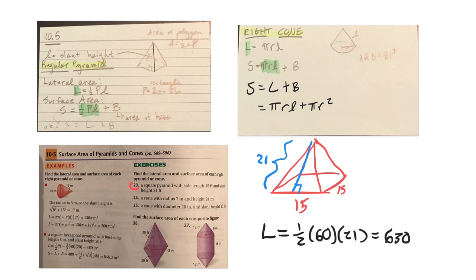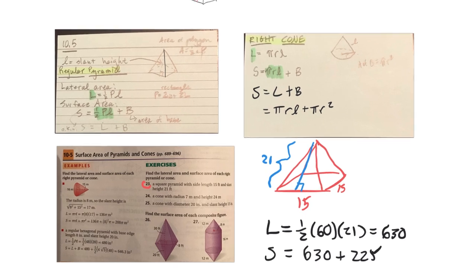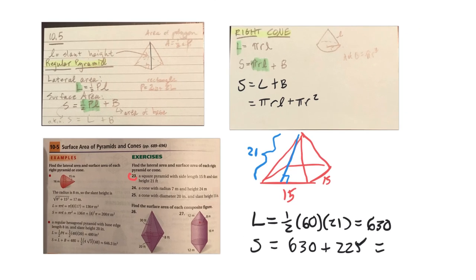Now, in order to get the whole surface area, we're going to take that lateral area that we just found and we're going to add the area of the base. So the surface area would literally just be 630 plus whatever the area of the base is. Now, the base is 15 times 15, and that is 225, right? All right, and when we add those, we're looking at 855, it looks like, right? So that is how you do that one.